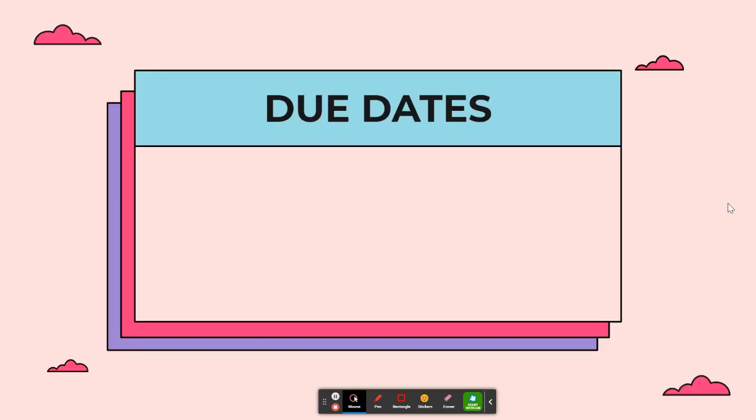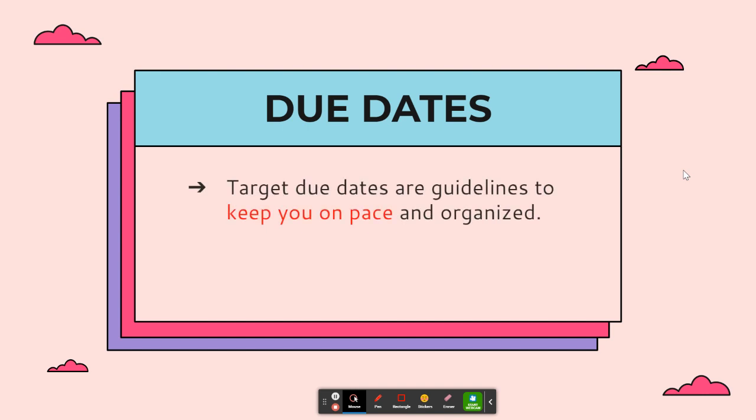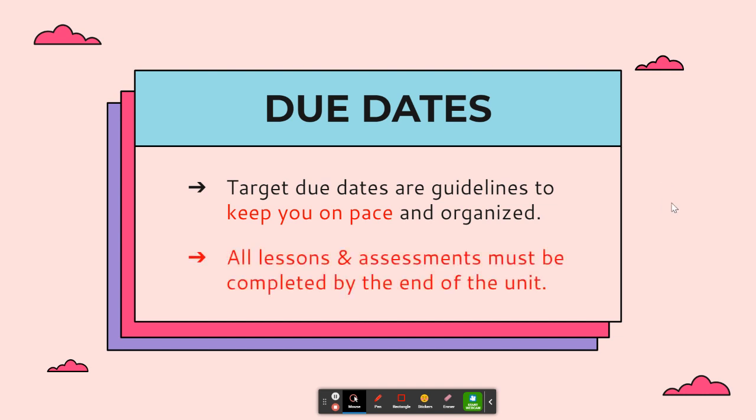All right, so this is self-paced, but we've got to have some due dates so everyone's kind of in a general area. Due dates are target due dates. They're guidelines to help keep you on pace and keep you organized. All lessons and assessments must be completed by the end of the unit. Once a unit ends, you can't go back and make up old stuff.